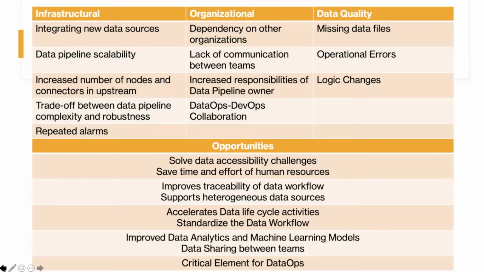You have already seen some of the opportunities with data pipelines, but these are some more opportunities. It can help to solve data accessibility challenges. It saves time and effort of human resources. It improves the traceability of data workflow. It supports heterogeneous data sources. It accelerates data lifecycle activities. It can standardize the data workflow. It can help to improve data analytics and machine learning models. It enables data sharing between teams, and it's also a critical element for DataOps. Besides these opportunities, we have also found some challenges, and we have categorized them into organizational, data quality, and infrastructural challenges, which you can see in this slide, but I'm not going into the details of it.